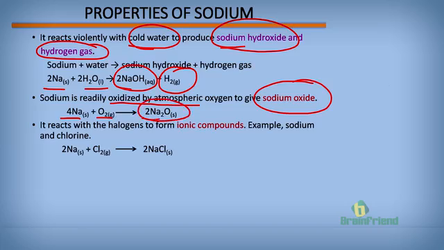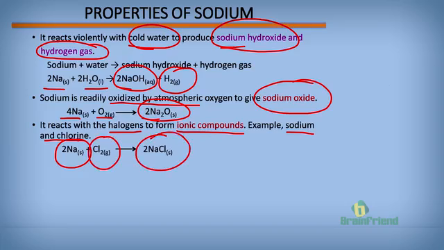Sodium oxide. Sodium reacts with the halogens, okay? The group 7 elements such as chlorine. It reacts with such elements to form ionic compounds. Example, we have sodium and chlorine. So when sodium reacts with chlorine, chlorine is a halogen element, okay? It's one of the halogens. It will have what? Sodium chloride.